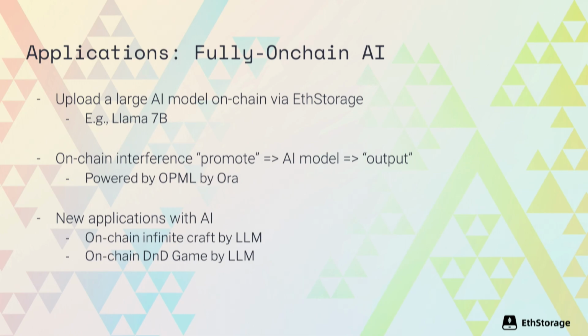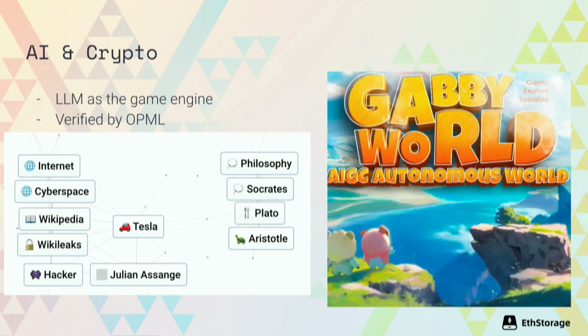And this has some new applications with AI, and these are two that I'm pretty glad to play with. One is using a large language model as the game engine, so that we are able to use the large language model to compose all those elements and come up with more complicated things. And all this composition, the sequence of composition, is available and verified by the chain.